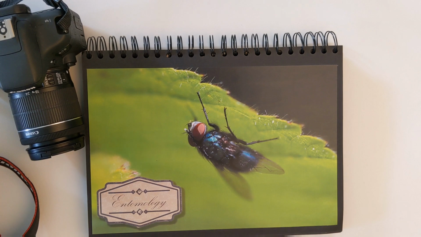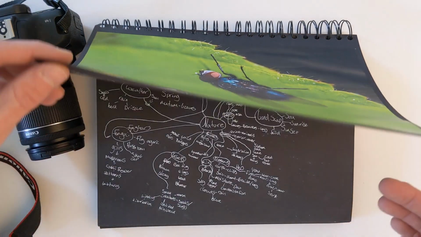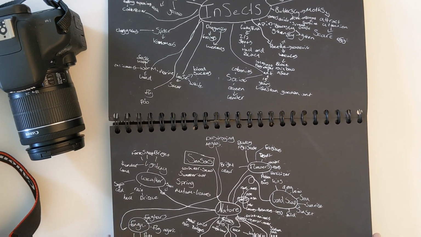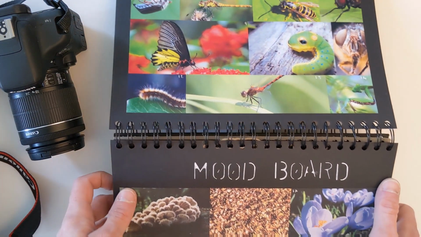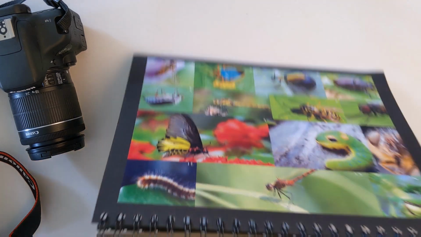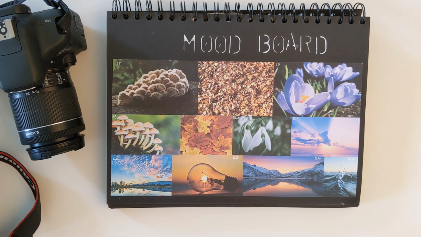And then the last one I'm going to show you is this one. This is an entomology project, a study of insects and animals and that sort of thing. They've primarily focused on insects. That's their mind map. And then their mood board, they've got one here looking at macro photography, and another one here where they look at more flowers and that sort of thing, landscapes, that kind of thing. So there we go, there are some examples of mood boards.